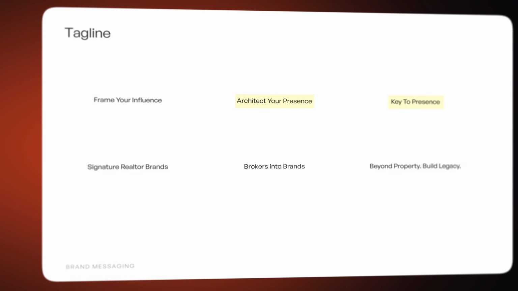So here was the mood boards and taglines that I came up with. I had frame your influence, architect your presence, key to presence, beyond property, build legacy, brokers into brands, and signature realtor brands. Now, I just copyrighted this myself. I did use a bit of AI to help me generate those initial ideas, but then I had to craft specific wording with these slogans and taglines to make it a bit better.